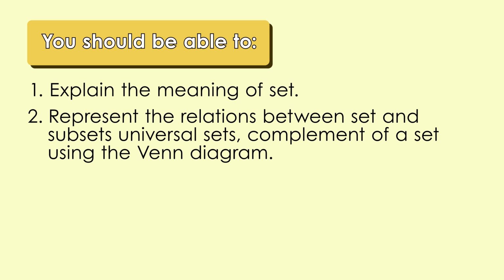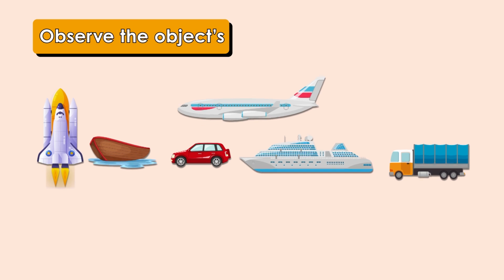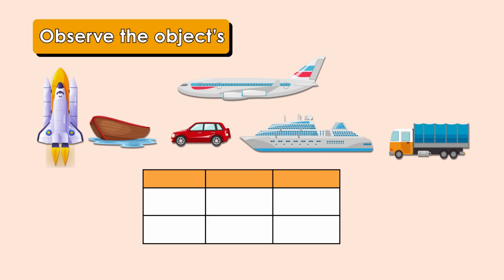Before we start today's lesson, let's carry out an exploration activity. Observe the objects given. How can these objects be classified according to specific groups? What are the common characteristics of each group? Yes, you are right. All these objects can be classified according to the mode of transport, namely land, water, and air transport. Now, let's get started, shall we?